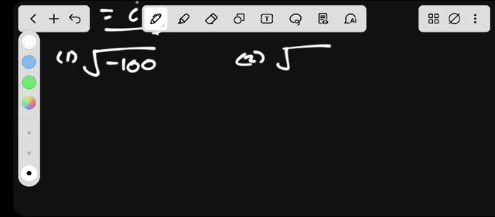So guys, you must be very careful with them. You can be given things like the square root of negative 100, and you can be given something like the square root of minus 25. Try and simplify those, guys.